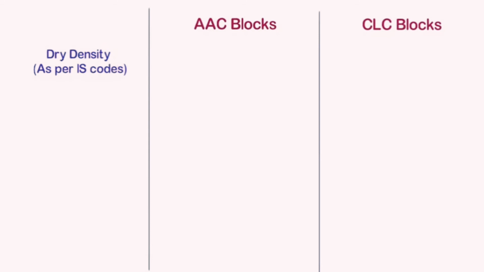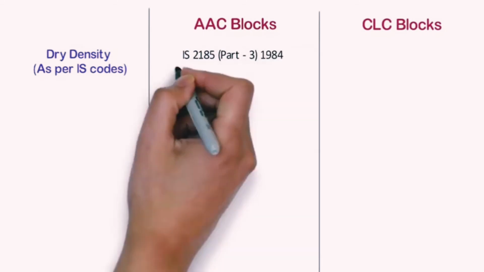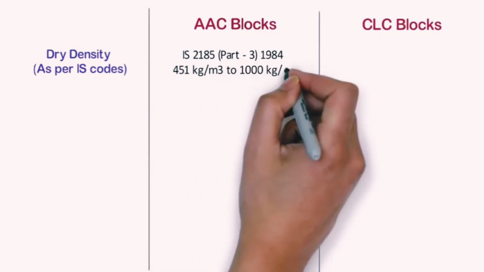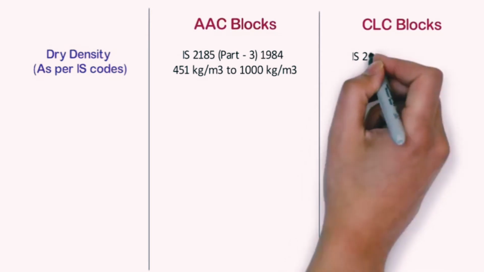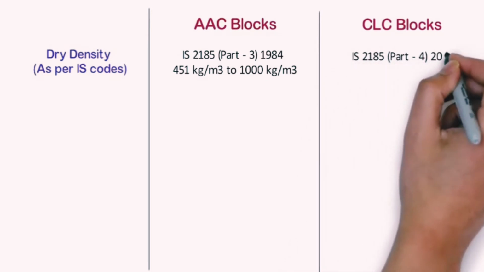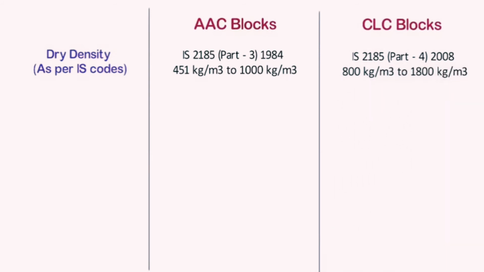Dry density as per IS codes. As per IS 2185 Part 3 1984, the density of AAC blocks varies from 451 kg per m3 to 1000 kg per m3. Whereas as per IS 2185 Part 4 2008, the density of CLC blocks varies from 800 kg per m3 to 1800 kg per m3.